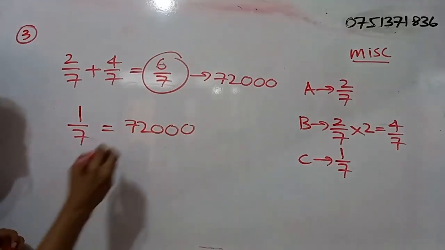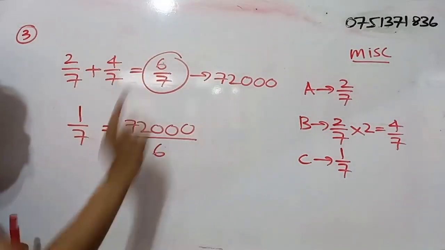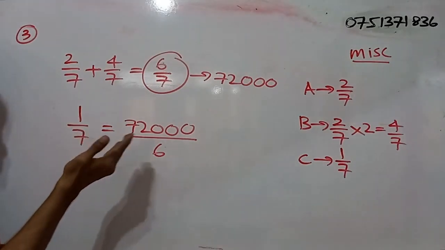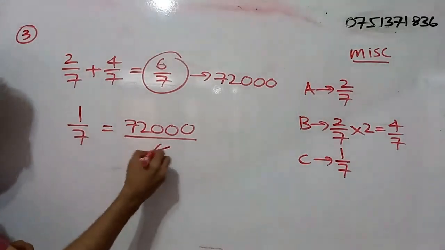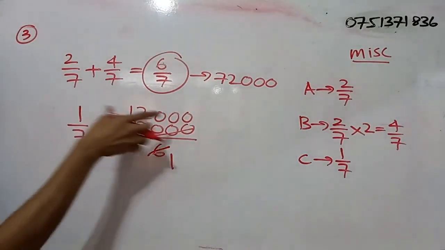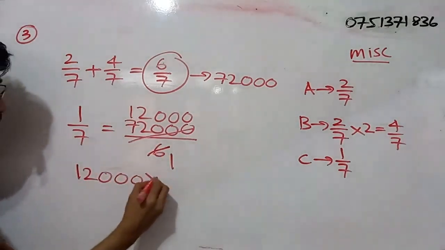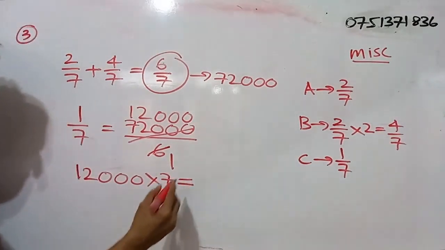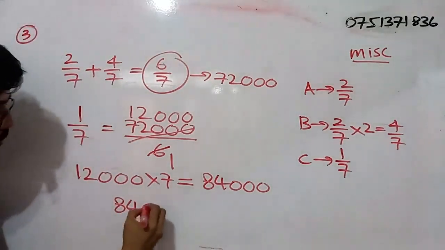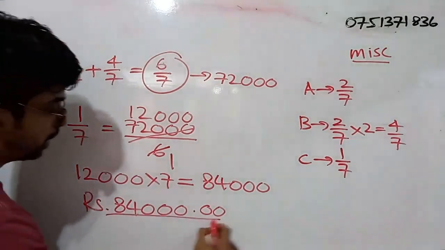72,000 we have to divide by 6. Why? 6/7 is equal to 72,000, no? So in order to calculate 1/7 of it, 72,000 we have to divide by 6. So 6 times 1 and 6 times 12. So 1/7 is 12,000. Then what will be the total value? 12,000, I have to multiply that by 7. Then what will I get? 84,000. So 84,000 rupees. So that is the answer.